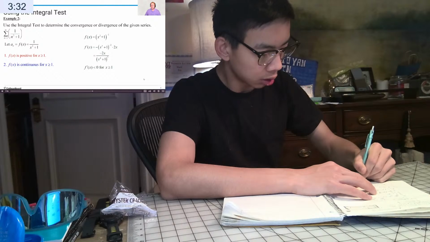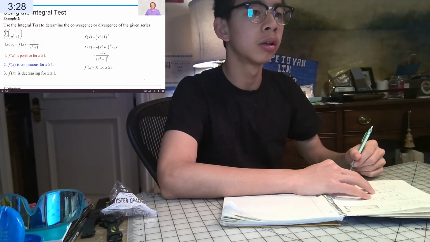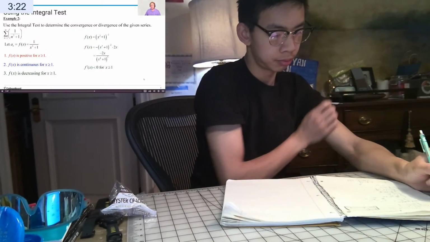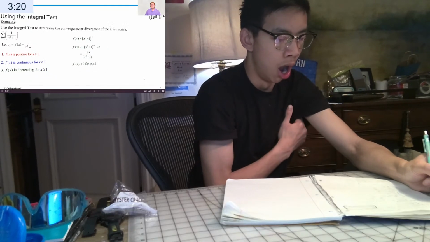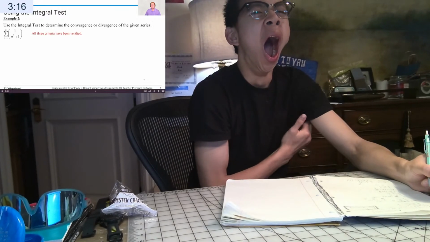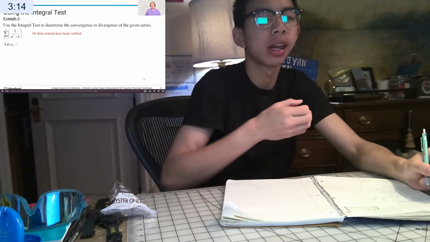We do need to use the chain rule, as you can see. And then if we clean it up a little bit, you start looking at it and think, yeah, I'm pretty sure that if x is any number greater than or equal to 1, this function is going to decrease. So I'm feeling good. I think the integral test does indeed apply. So let's use it. So we're going to take a look at this function again. All 3 criteria have been verified.